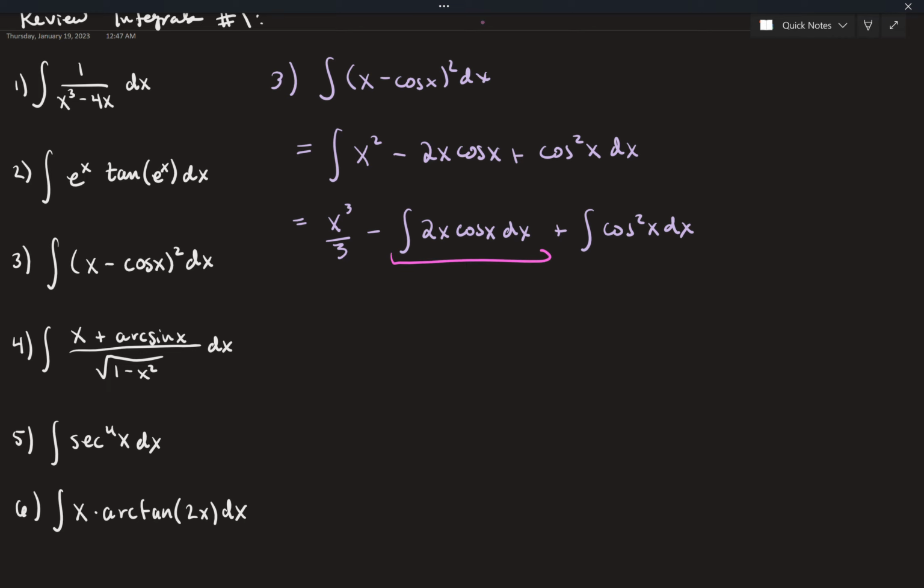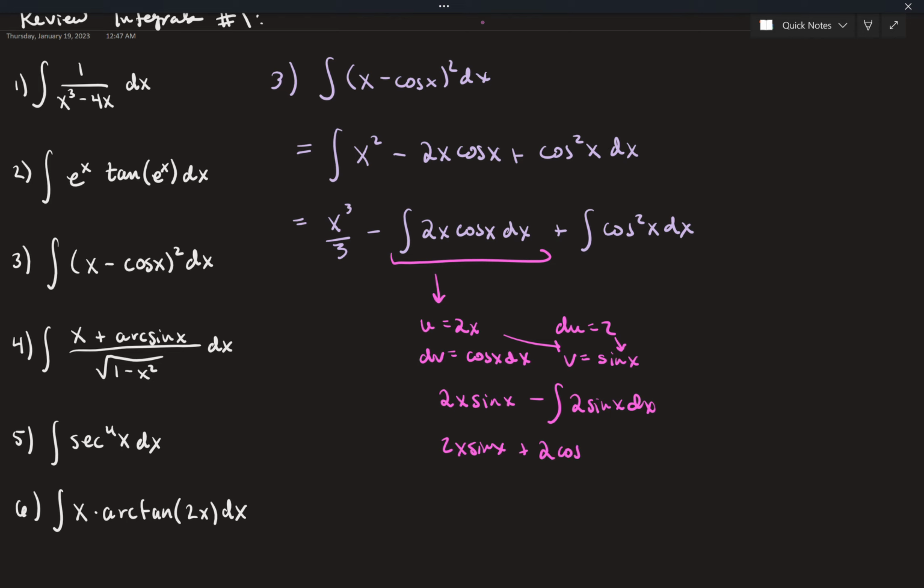So let me do this separately. This integral becomes, I'll do the integration by parts. 2x is the easier thing to differentiate, so I'll do that. du is 2, and v is sine x. So I get 2x sine x, uv, minus integral v du. Integral of sine is negative cosine. Negative cosine cancels the negative sign here. And that's it. So I can just replace that.